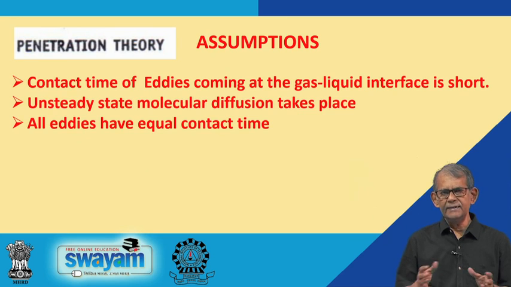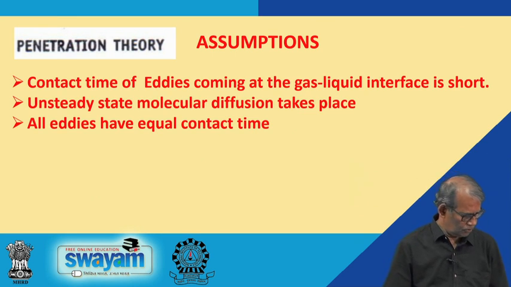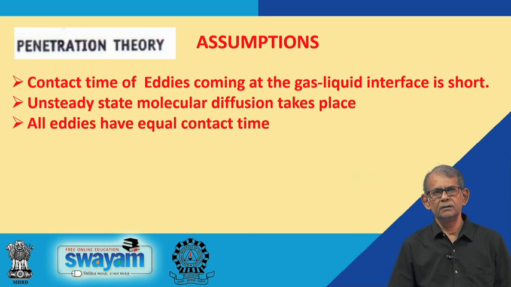And all eddies are coming because of the incipient turbulence outside the film, or in the bulk. All eddies that are coming at the interface stay for the same time; their life age is the same. So, these are the assumptions in Higbie's film penetration model.